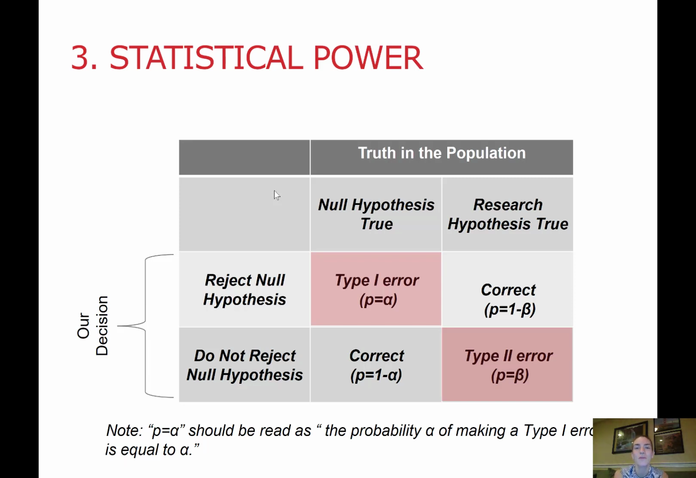Hi, we are going to move forward into more Chapter 6 material, specifically statistical power, sometimes just called power. And power is the ability to correctly reject the null hypothesis.